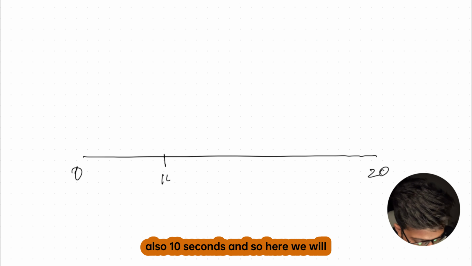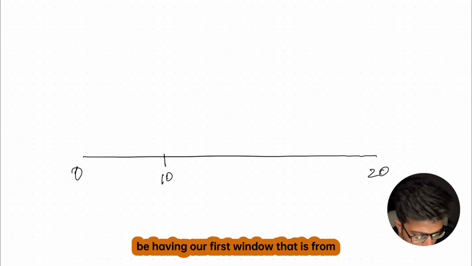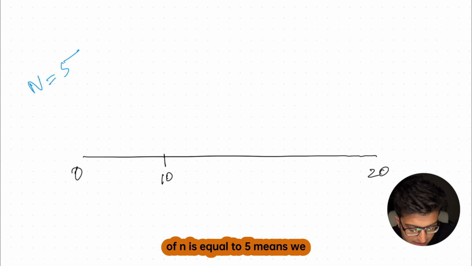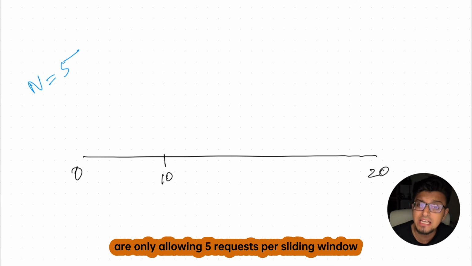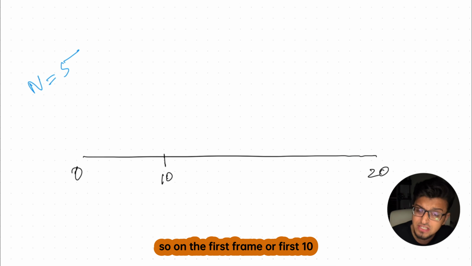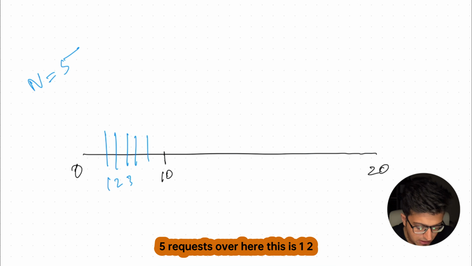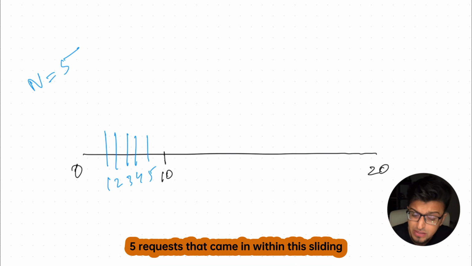So our first window is from 0 to 10 seconds. Clear? And the value of n is equal to 5, meaning we only allow 5 requests per sliding window. In the first 10 seconds, let's assume we got all 5 requests: 1, 2, 3, 4, 5. These are all the 5 requests that came in within this window.